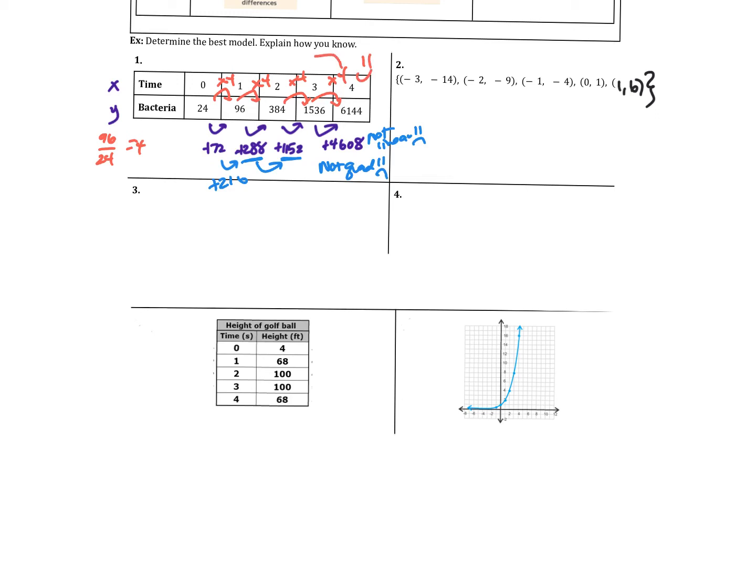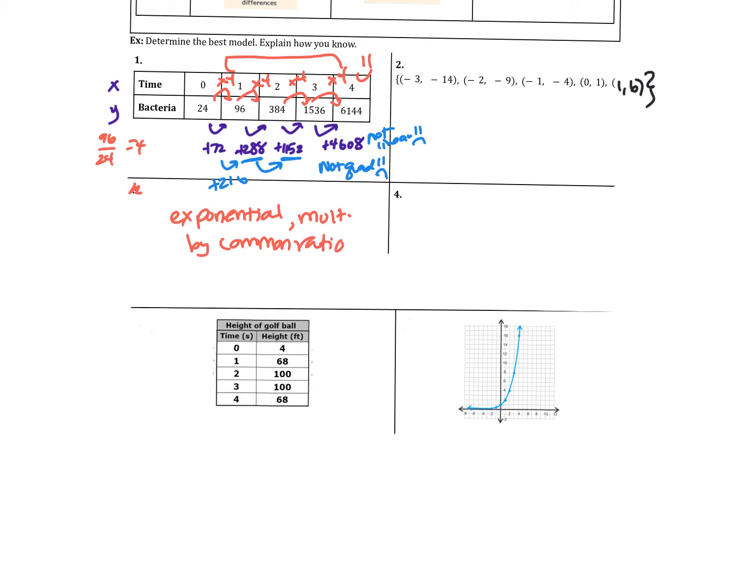So all of these numbers are the same, which means the answer to number 1 is that this is an exponential model since we're multiplying by a common ratio. In this case, that ratio is 4.